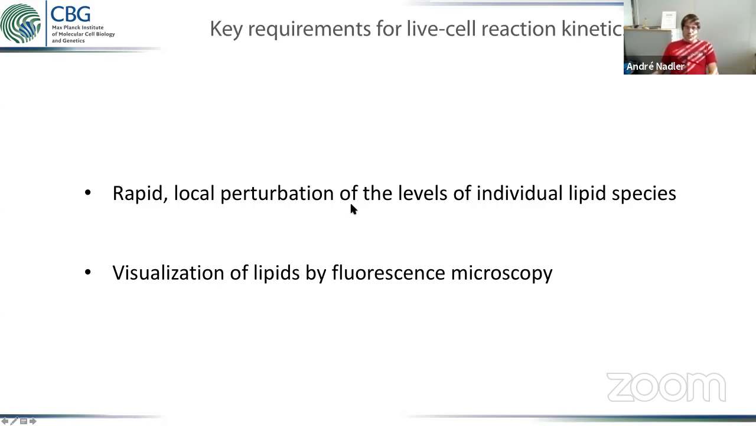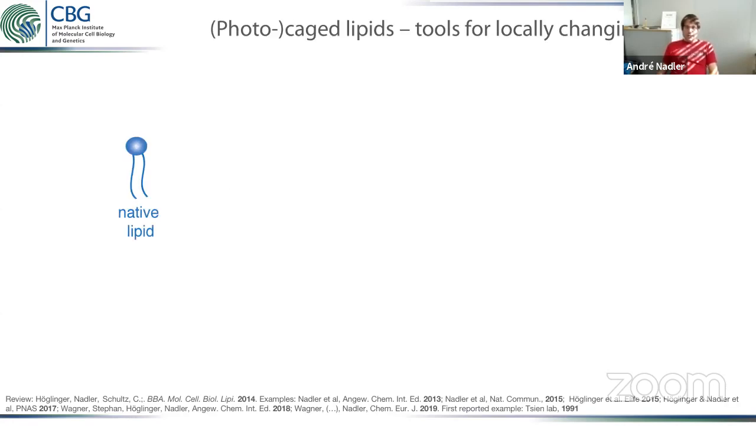But there's a number of additional key requirements that we need. We need rapid perturbations, and they need to be local and on the level of individual lipid species. What do I mean with local? In this case, I mean that it has to be in one membrane of the cell and can't be in the entire cell. And the other thing is that we need fluorescence microscopy as a readout to get molecular information. Now, what are the tools that we're using for that? One of our most successful tool sets is the use of so-called photocage lipids, which can be used to locally change the level of lipids in the cell.